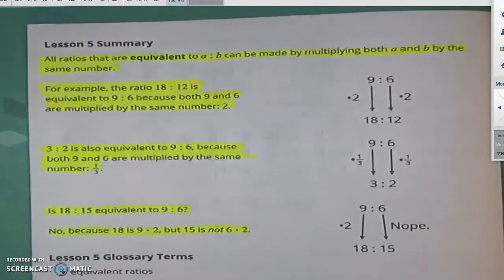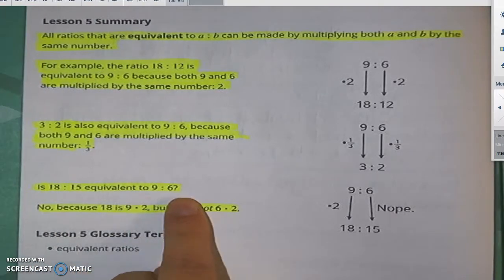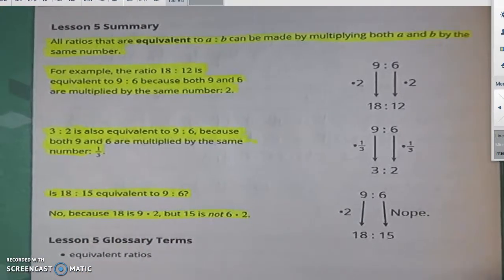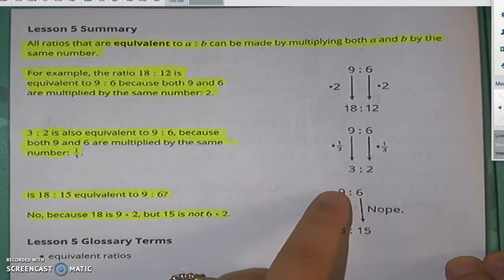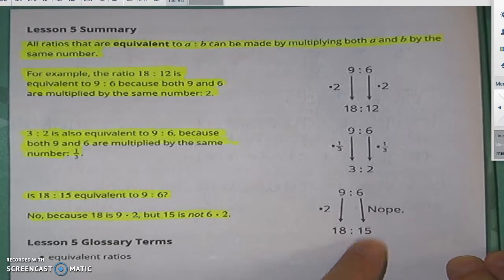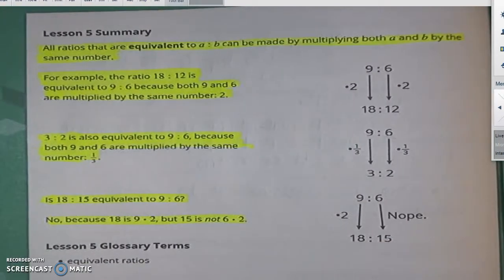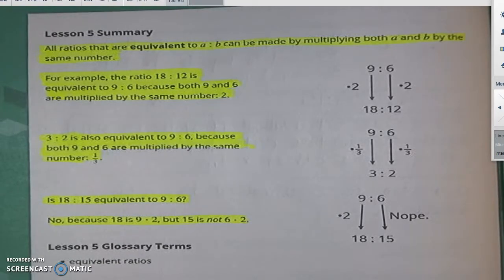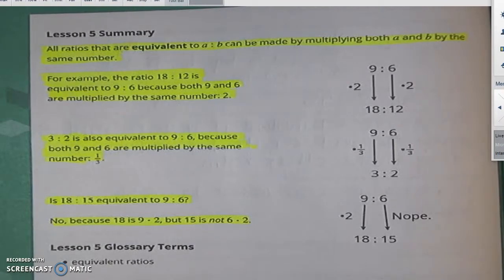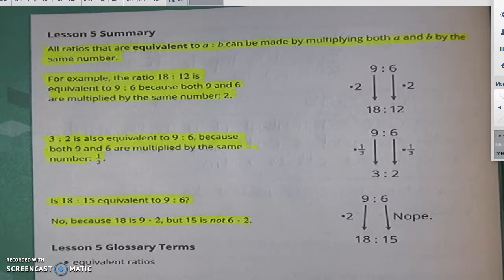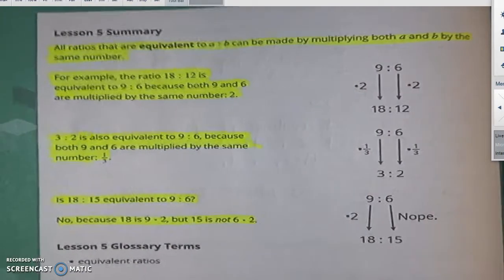And then is 18 to 15 equivalent to 9 to 6? No, it is not, because if I multiply 9 times 2, I get 18, but if I multiply 6 by 2, I don't get 15. Okay, so now you're going to need your cool down packet. You are going to pause and do cool downs for lesson 4 and lesson 5, and then come back so you can check it.